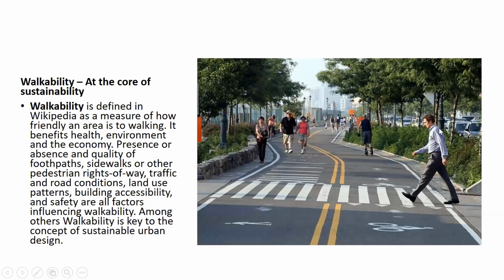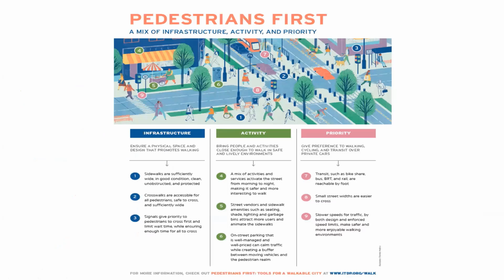Now, for walkability, what does walkability mean? Walkability in Wikipedia is defined as a measure of how friendly an area is to walking. It benefits health, environment, and the economy. Presence or absence and quality of footpaths, sidewalks, or other pedestrian rights of way, traffic and road conditions, land use patterns, building accessibility, and safety are all factors influencing walkability. Among others, walkability is key to the concept of sustainable urban design. It's the pillar, it's the basic pillar.